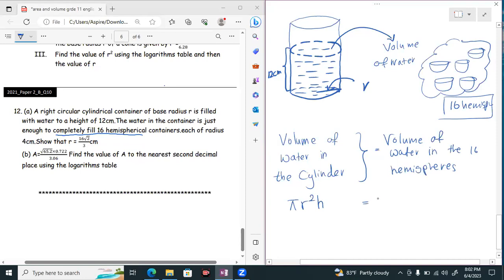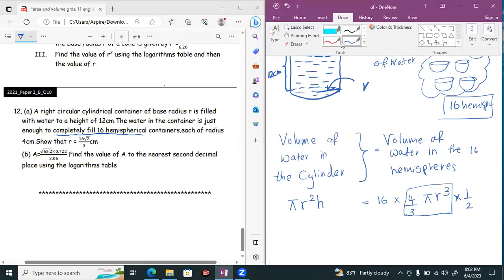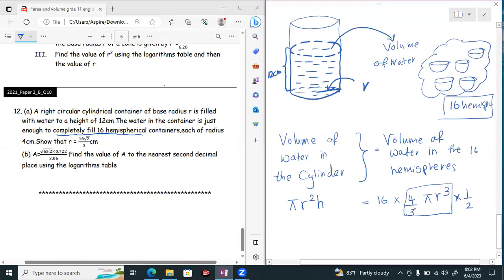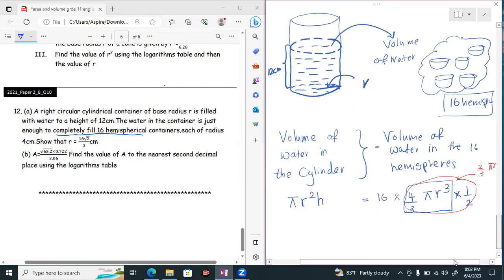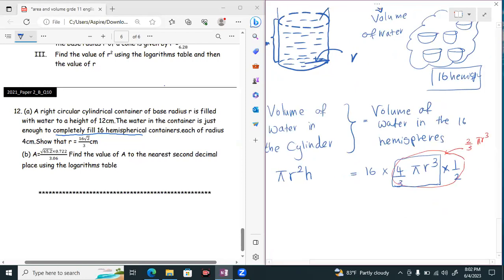Volume of water in the 16 hemispheres is equal to 16 times 4/3 times πR cube times 1/2. Why did I multiply by 1/2? This is the volume of a sphere. Then to obtain the volume of a hemisphere, you have to divide it by 2. Or instead of 4/3 times πR cube upon 2, you can write 2/3 times πR cube directly in place of the whole thing. You can write it like this. No issue. Okay?